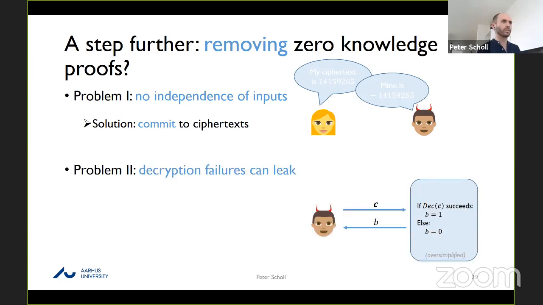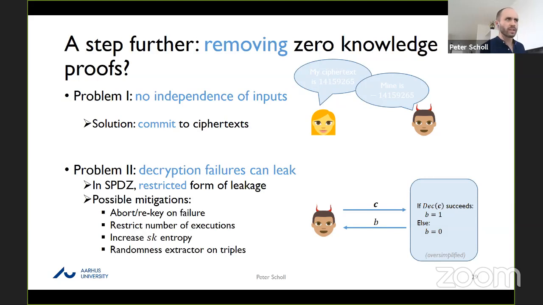The second problem is exactly that we're verifying correctness, and this check of the triples, the outcome of whether it succeeds or not, can be seen as a kind of decryption oracle, which the adversary might try to exploit in something somewhat analogous to a CCA attack with a standard lattice-based public key encryption scheme. But in SPDZ, it's actually much more restricted compared to a regular CCA attack. So we have a lot of things we can do to try to mitigate this.